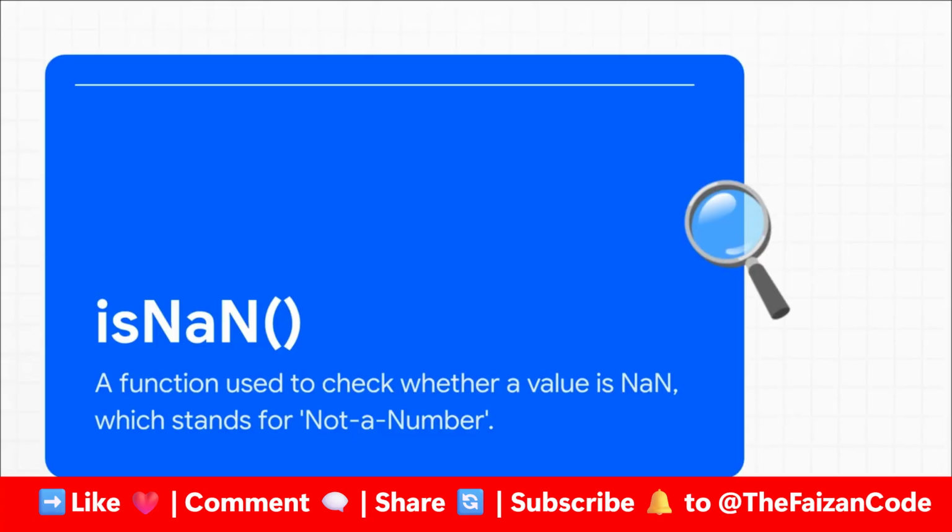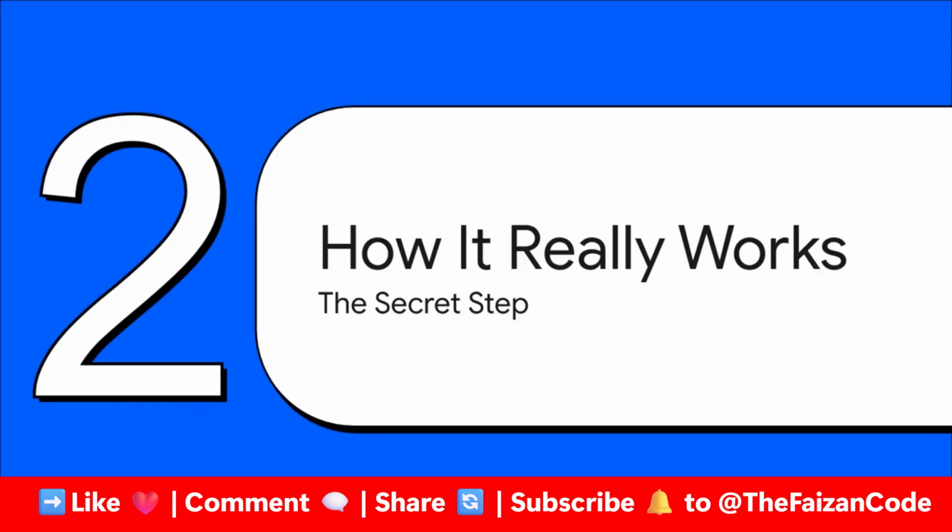So at first glance, it's pretty straightforward. The name is not a number literally means is not a number, and its whole job is to tell you if a value is, well, not a number. Seems simple enough, right? But you've probably guessed there's a twist. And this is where it gets really interesting.